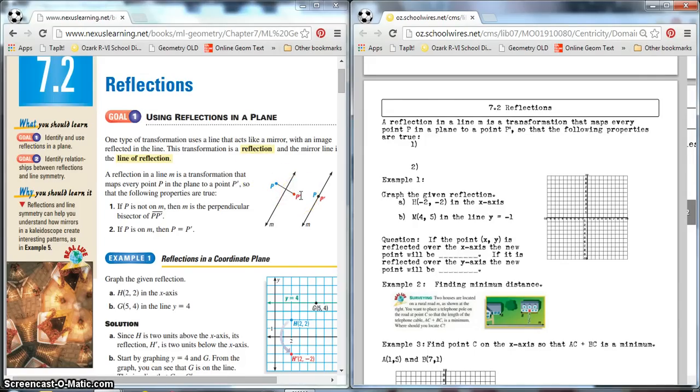We don't really draw the line. The line's kind of an imaginary line. They've drawn it here for you just so you can see what it looks like, but it's kind of an imaginary line. That's the definition. That's how they define reflection.